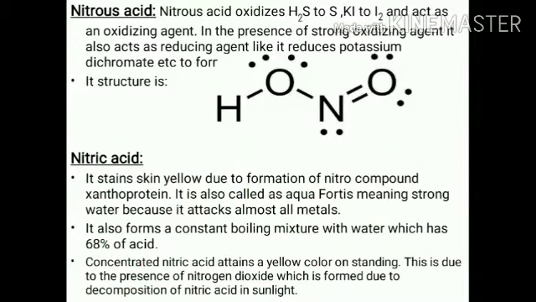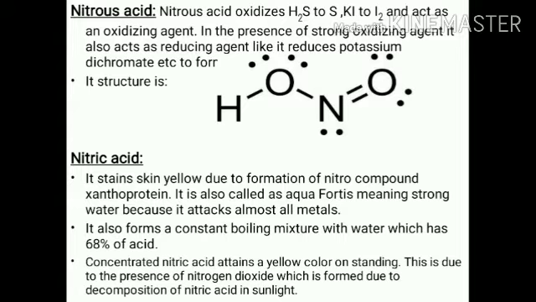Now, nitric acid stains skin yellow due to the formation of a nitro compound, xanthoprotein. It is also called aqua fortis, meaning strong water, because it attacks almost all metals. I told you it is corrosive in nature. It also forms a constant boiling mixture with water, which has 68% of acid.